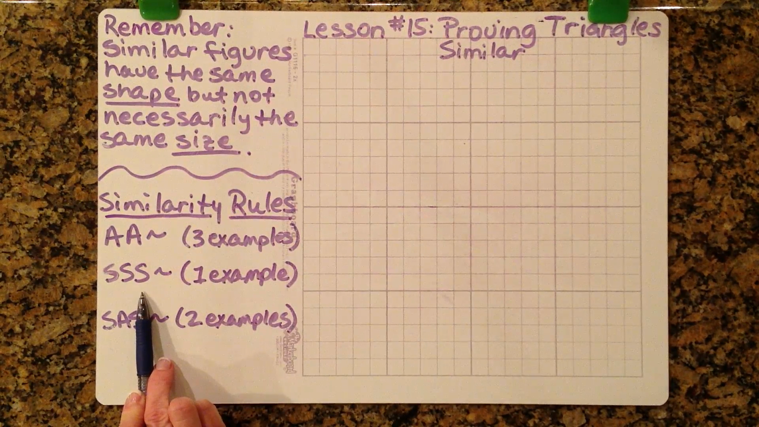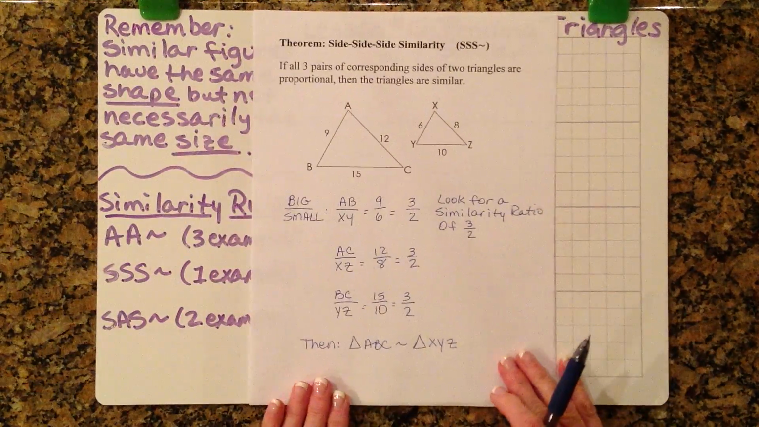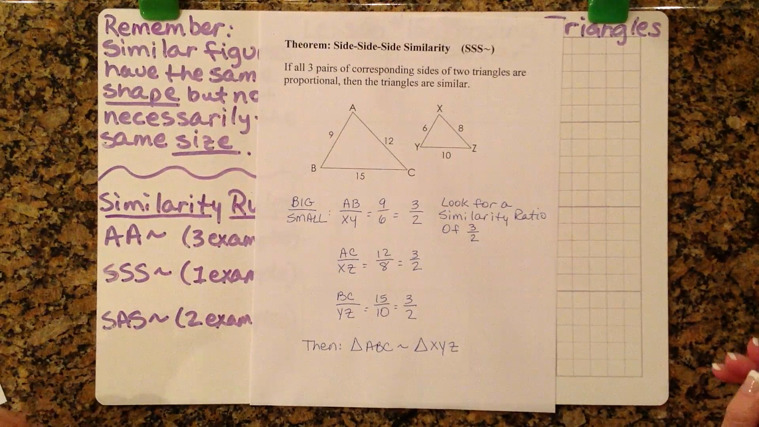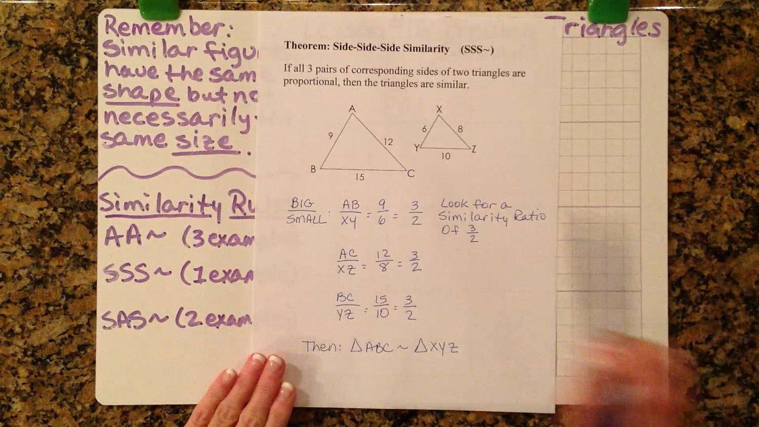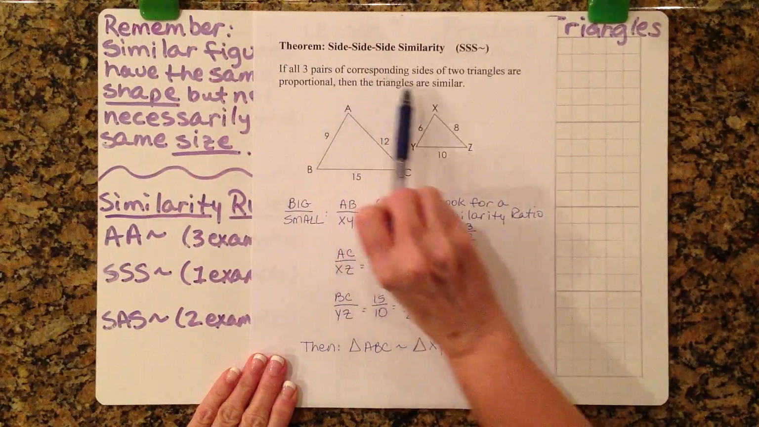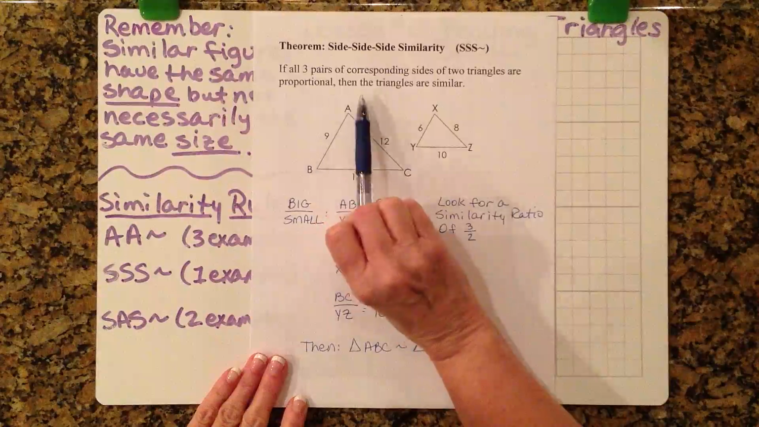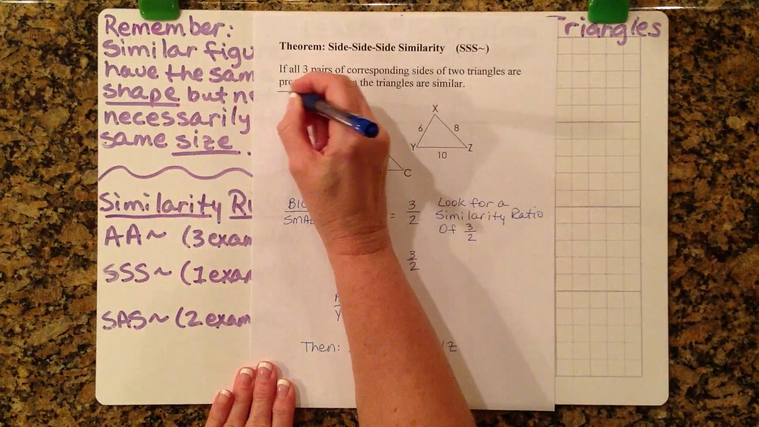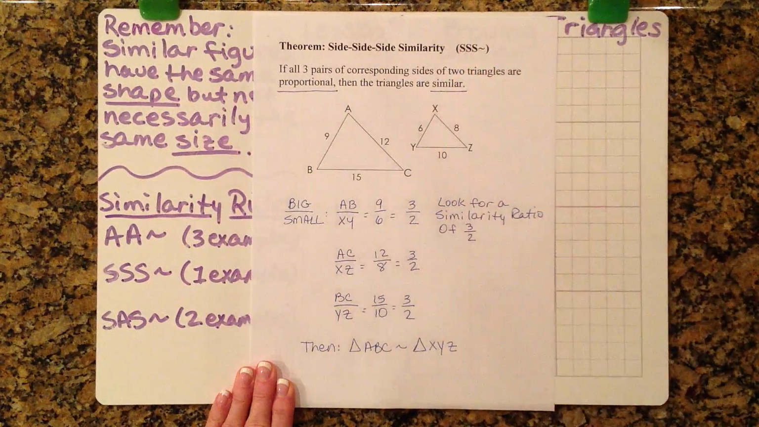Second one is side-side-side similarity, and I only have 1 example for that one. Okay, if you need to, stop the video so that you can draw the figure and write down the theorem. The theorem says if all 3 pairs of corresponding sides of 2 triangles are proportional, then the triangles are similar. So what we need to look for is set up a proportion and look for a similarity ratio.